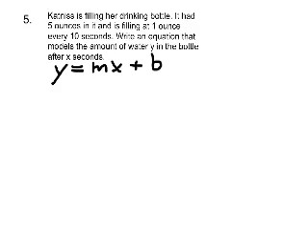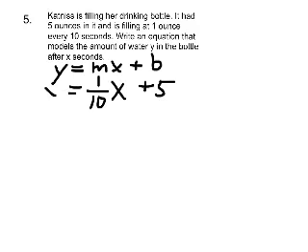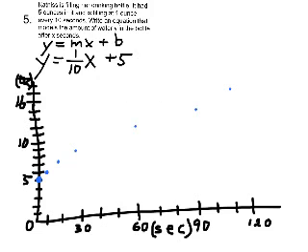So if you think about it, this is actually quite an easy problem because all the information is given to you. The bottle started out with 5 ounces, so we'll put 5 here. That's our b, our intercept, what it started out with. And then our rate is 1 ounce per 10 seconds, so 1/10 x. So there's our formula: y equals 1/10 x plus 5. You might wonder if this equation makes any sense. This is our answer, by the way, this equation.